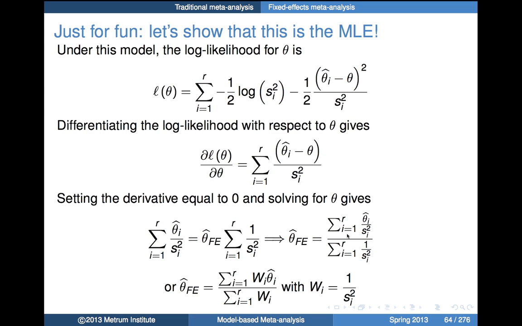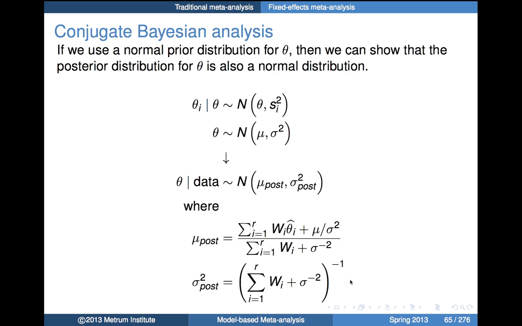If we stare at that for a little bit, we recognize that that's our fixed effects estimator from before, where we've just denoted the w_i's as being 1 over s_i squared. So that's a simple, quick derivation for this simple model to demonstrate that the fixed effects estimator is in fact a maximum likelihood estimator, and because of that has all of the nice properties of a maximum likelihood estimator.